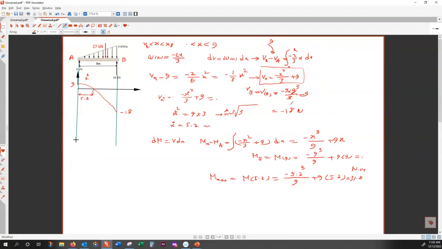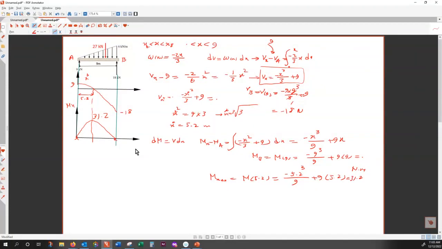All right. So let's plot M of x, starting from 0, ending at 0, and right in the middle, you have the maximum. This is a cubic function, and that's 31.2 Newton meter.